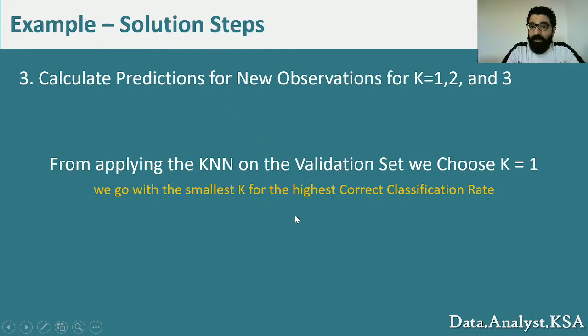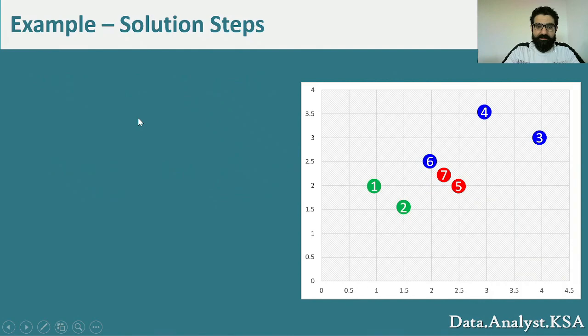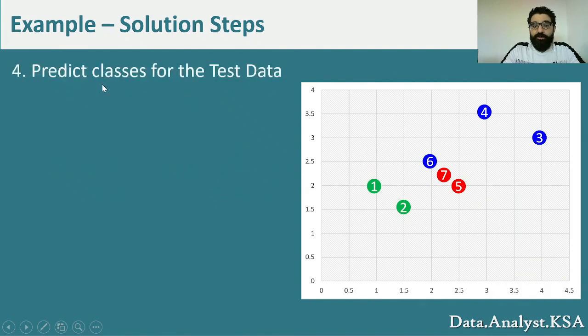So if k equal 1 gave us 1 over 3, but k equal 2 gave us 2 over 3 as a correct classification, we will be going with k equal 2. So the most important thing is what correct classification rate we are getting. But since we got the same values, we're going with the lowest k because it will reduce the computational expense or complexity. Now we go to the fourth step.